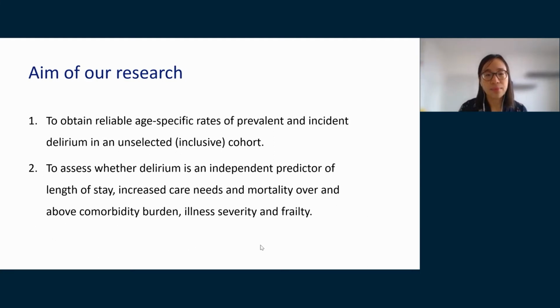So the aim of our research is, firstly, to obtain reliable age-specific rates of prevalent and incident delirium in an unselected inclusive cohort. And number 2, to assess whether delirium is an independent predictor of length of stay, increased care needs, and mortality over and above comorbidity burden, illness severity, and frailty.